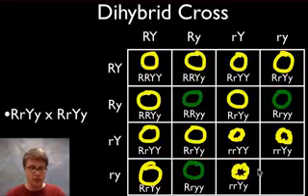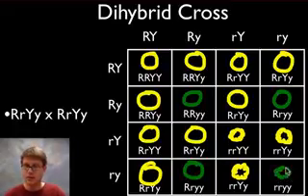And then if we look at the last one, it's going to get all of the recessive alleles. And so that one's going to be green. It's going to be green and wrinkled.